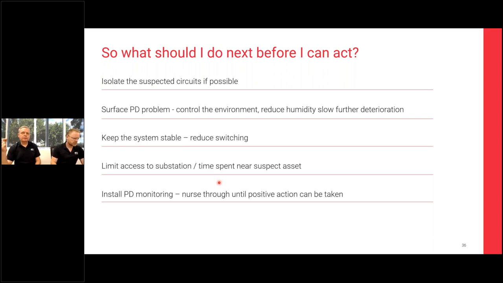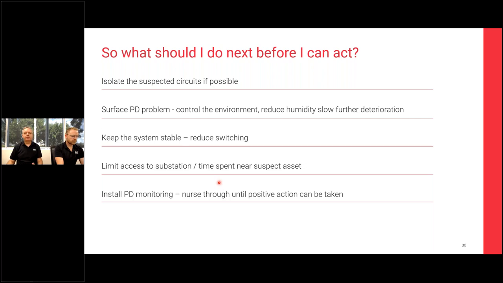unexpected outage. If it's a surface PD that we're trying to control, then what you do find is it's a cumulative degradation on surface discharge. If we control the environment and reduce the humidity, you will actually slow the level of deterioration down. So we've had situations where a customer has found a significant surface discharge problem, and they've got an outage opportunity in a few months' time. In the interim, they've been putting in air conditioning units and controlling the environment to reduce humidity and slow that degradation down. Panel heaters, if you've already got that, that's really already happening at that point.